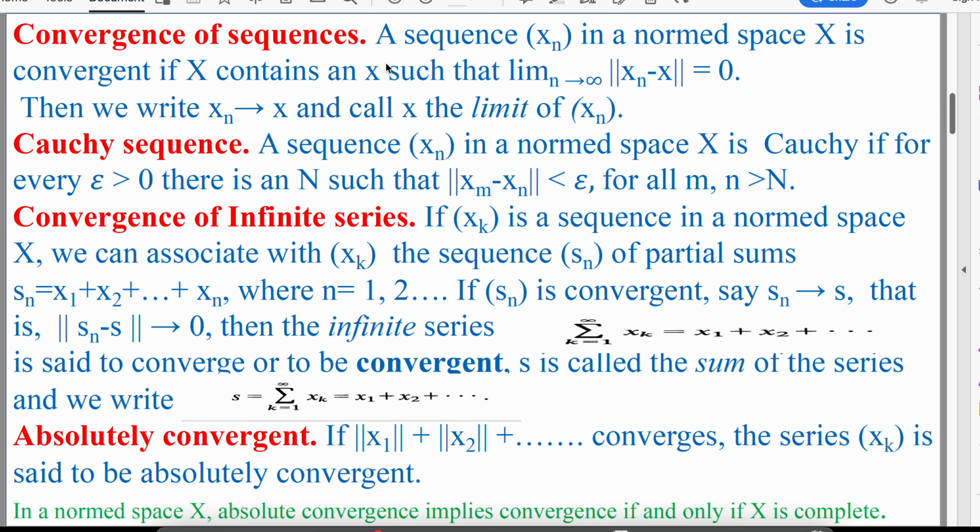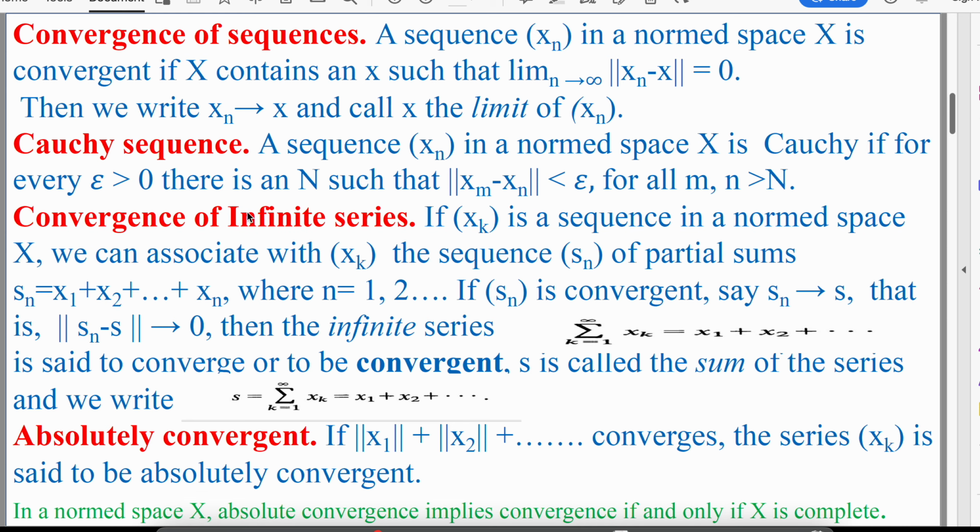Now Cauchy sequence. A sequence xn in a norm space X is Cauchy if for every epsilon greater than 0 there is a natural number N such that norm of xm minus xn is less than epsilon for all m, n greater than N.